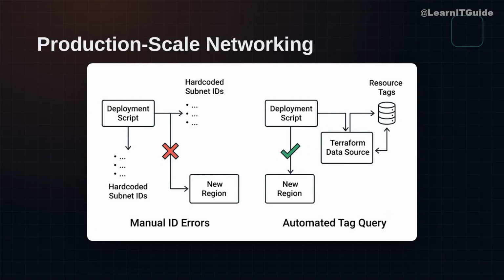Think about this. A massive streaming platform used to struggle with hard-coded subnets. They had 20 different regions. Every time they added a region, the deployment would fail because of manual ID errors. They switched to a data source model, querying tags instead of IDs. The result was immediate. Their deployment success rate hit 100%, and the engineering team stopped spending hours updating config files every time a subnet changed. That is the power of dynamic infrastructure.